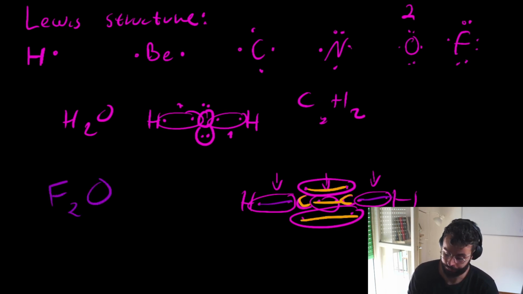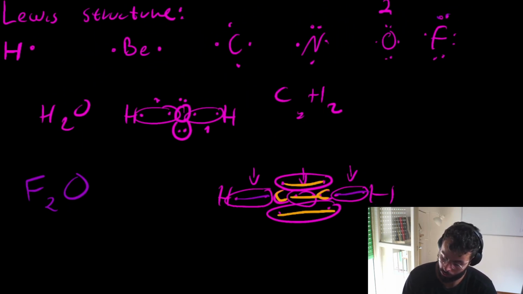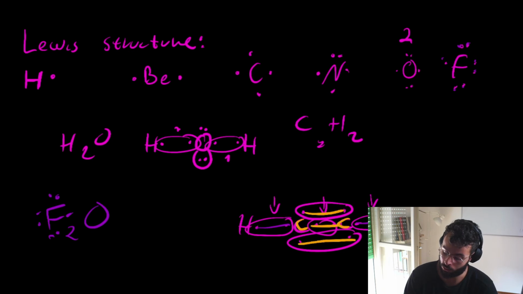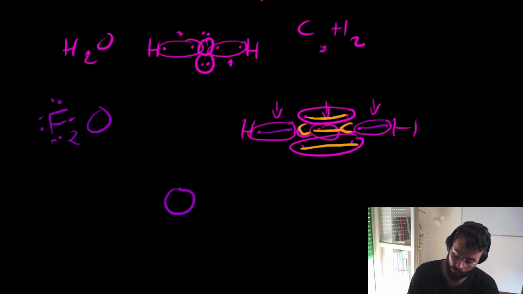F2O. So fluoride can create 1, 2, 3, 4, 5, 6, 7. It has 7 valence electrons. So because it has 7, it is going to be able to create a single bond, because it wants a single electron. So it's going to create 1. Oxygen on the other hand wants to create 2, because it has 6. So therefore oxygen is going to be in the middle, while fluoride is going to be on the other side.